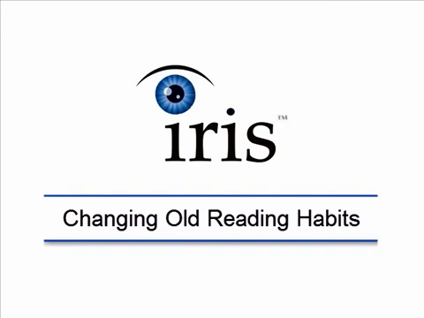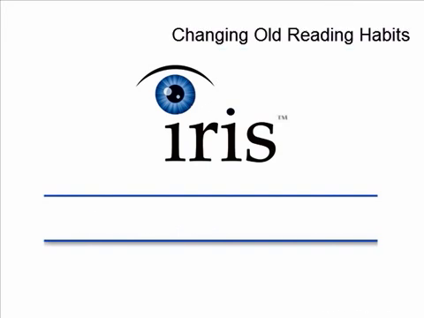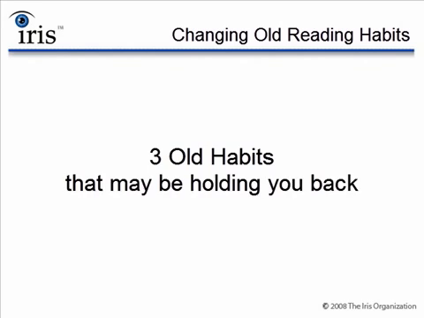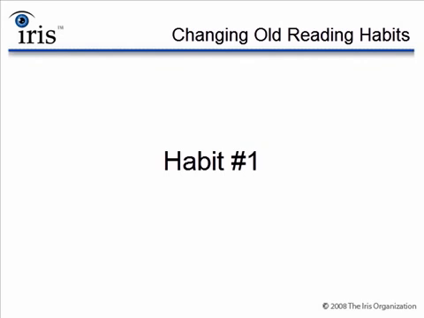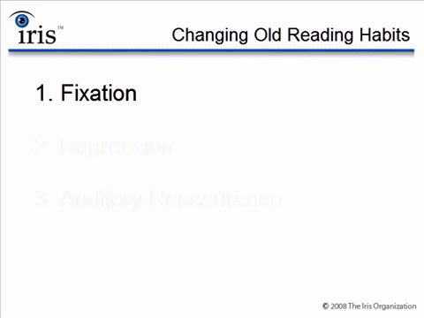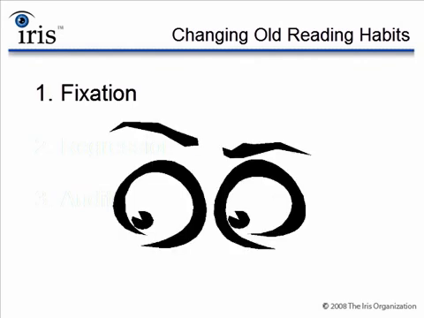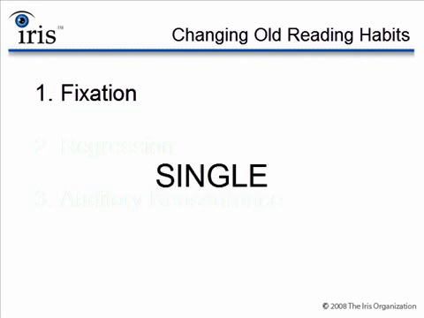In this lesson, you'll learn about changing some old reading habits. We'll discuss 3 reading habits that hold back most people from making improvements in their reading speed. The first old reading habit is called fixation. Fixation is basically something that your eyes do as you're reading. They fixate on each and every single word.